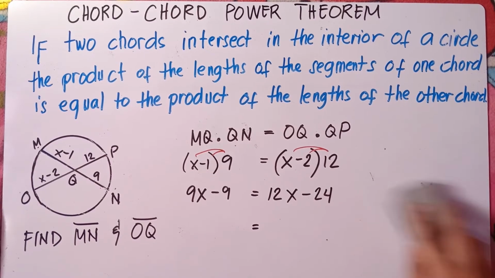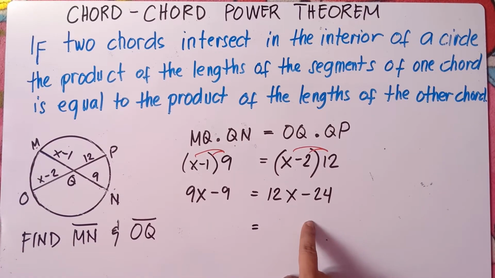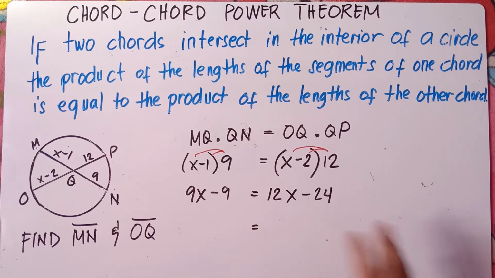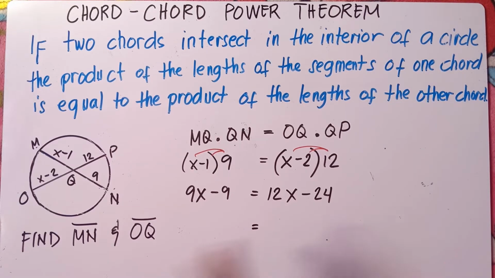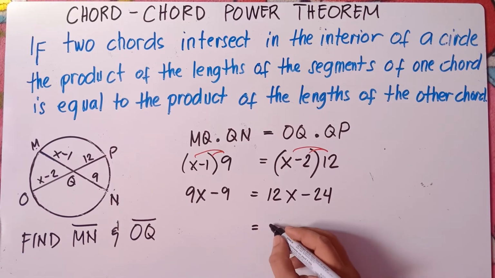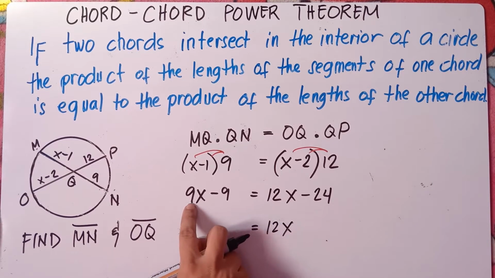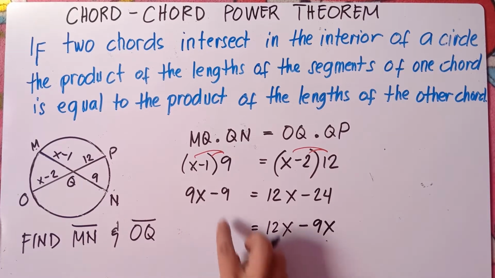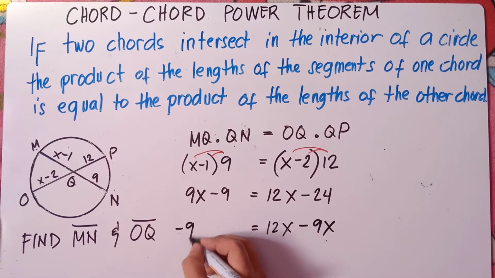We just need to transpose 9 from left to right, because if we transpose 12, your answer will be negative. It would be the same whether x is on the right or left side, but we transpose 9 so that the answer will be positive. So this will be 12x. Transpose 9 from left to right. Since this is positive, you change it into negative: minus 9x.